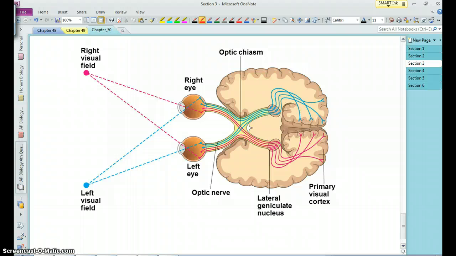The information is passed into the primary visual cortex of the occipital lobe at the back of the brain, and that's where we are processing a lot of this information, making associations between what we see and what we know about what we're seeing, where our memories are of these images that we're seeing, and we're able to make sense of them.